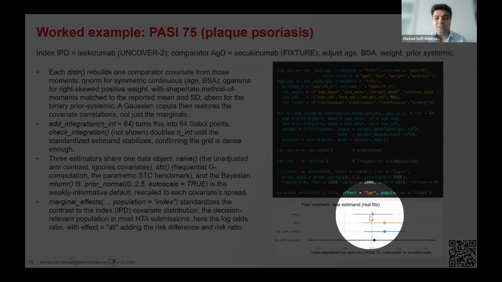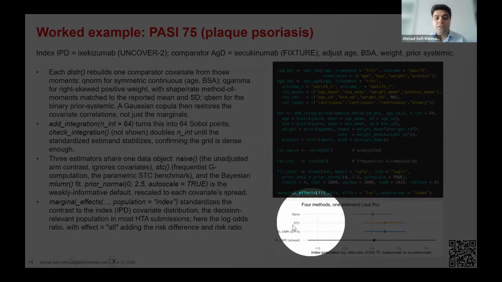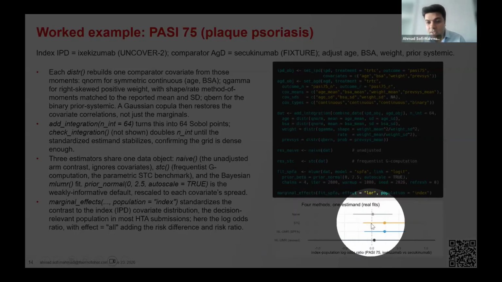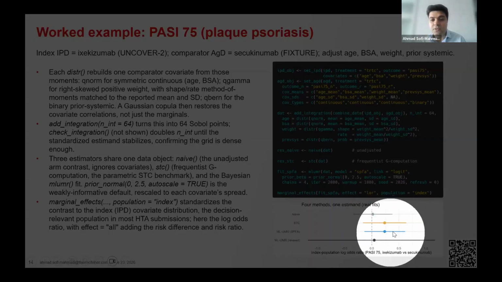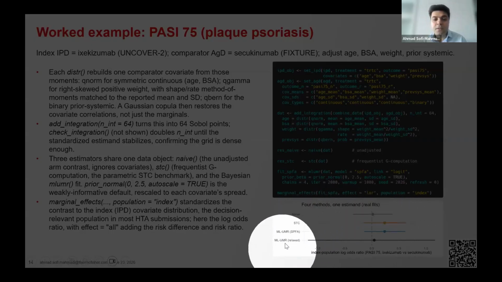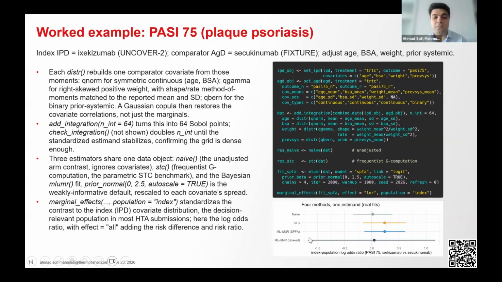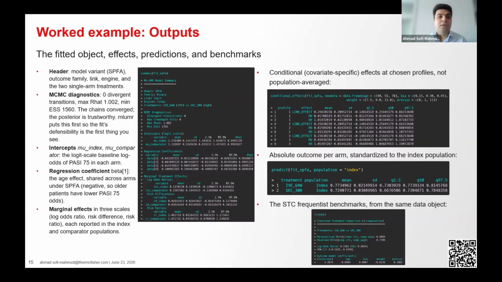In here, as you can see, the naive is more towards the null, whereas STC and mlumr are away from the null. And the confidence intervals for mlumr are narrower compared to STC. And for the relaxed model, as you can see, the model is unstable. The reason is that we only have one data point from the aggregated data, and if you want to transport it to the index trial, we don't have sufficient data. That was discussed previously, and for the relaxed model, we typically need more data if we want to transport it to the index trial.